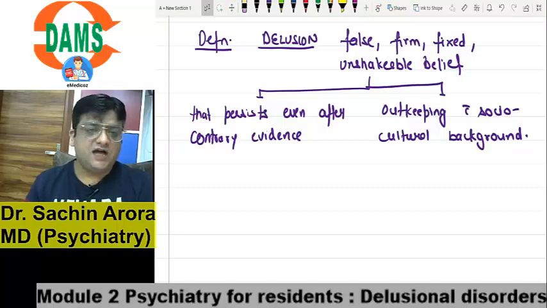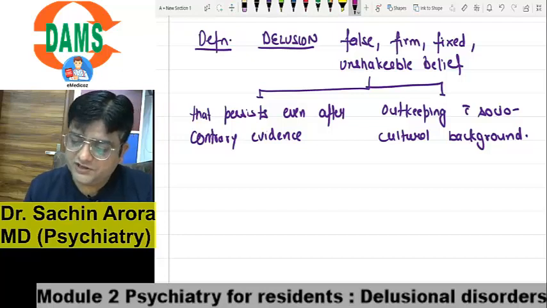That is what persists after evidence, and out of keeping with the socio-cultural background. For example, in a village, a lady is possessed by a goddess. The entire village believes that she is the goddess. Is it a delusion? No, it is not a delusion, because it is explainable by the socio-cultural background. Like for example, the religious settings, which is a very controversial thing which I'll not discuss in the class, are not delusions. Although they are false, firm, fixed beliefs, they are not delusions. Do you get it up to here? Yes. You can add that, but I would prefer to speak about that conviction part in the vectors.